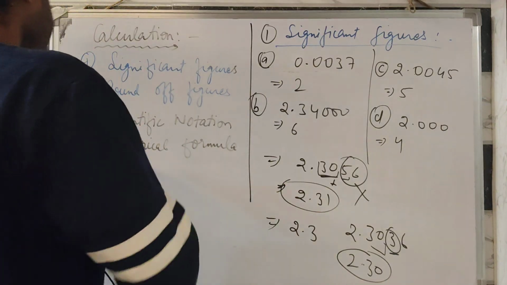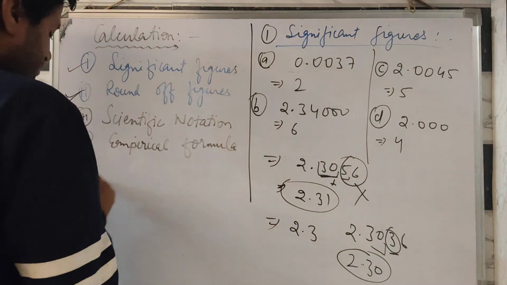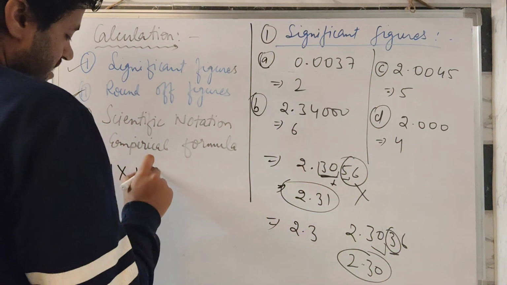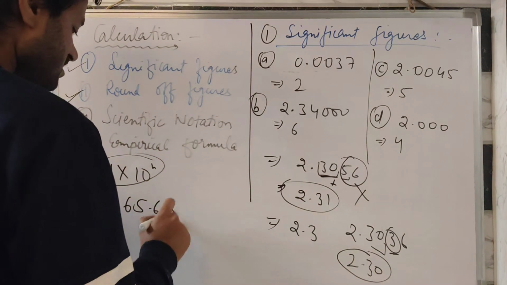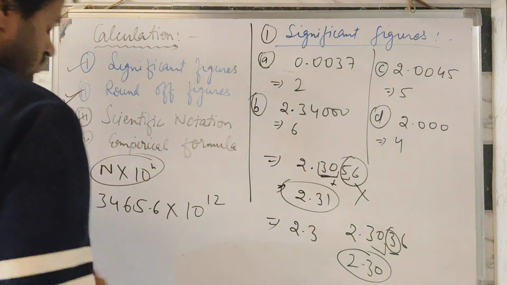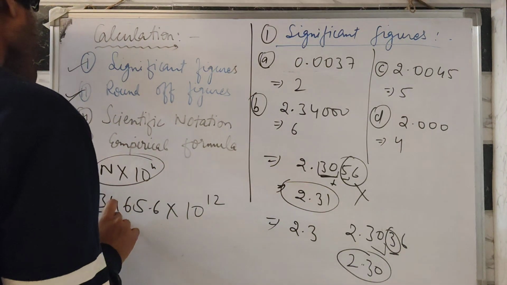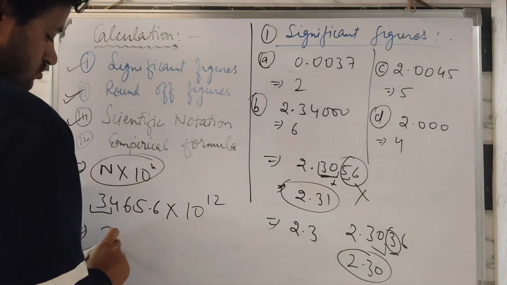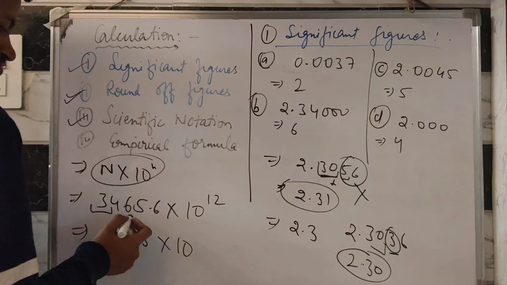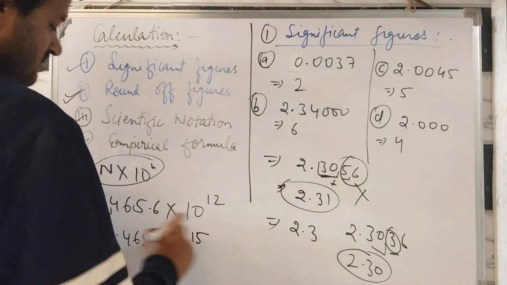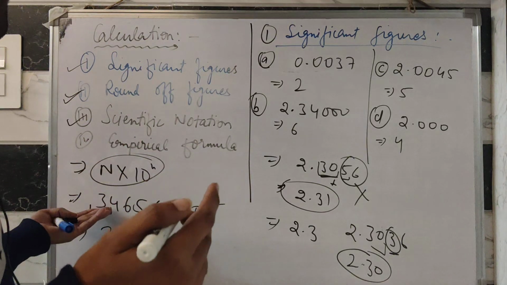Next point is scientific notation. Scientific notation is like this: if a number is written as N into 10 to the power n, for example 3465.6 into 10 to the power 12, then in scientific notation the number is written with one digit before the decimal. So 3.4656 into 10 to the power, count the digits before it, 1, 2, 3, 4, so 15 we can write. So if we increase the power of 10, we put the remaining digits after the one digit.